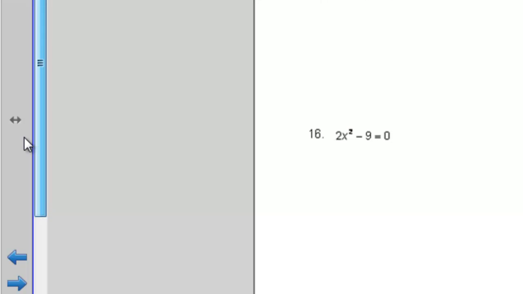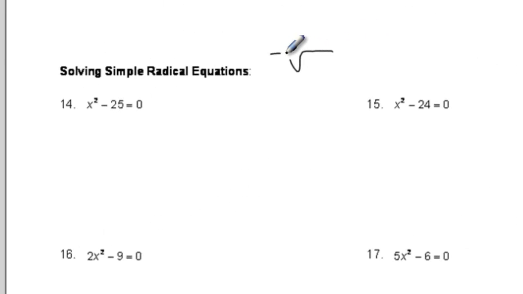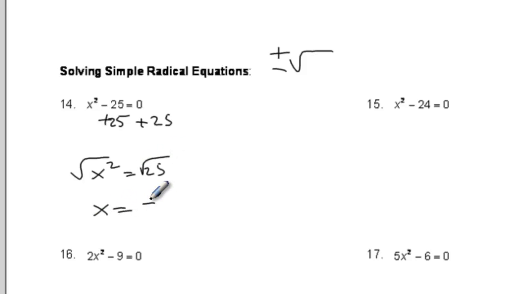Solving simple radical equations. Please remember, whenever you square root the side of an equation, you always come up with two solutions, the plus or the minus solution. Please keep that in mind as you're solving each one of these equations. First, move the 25 to the other side, and x squared equals 25 square rooted. The answer is x equals plus or minus 5.